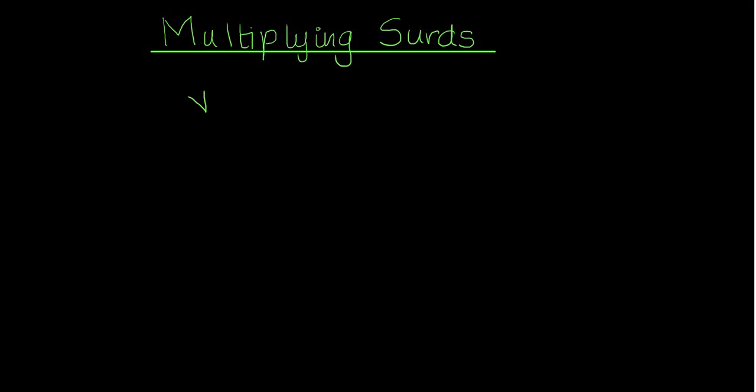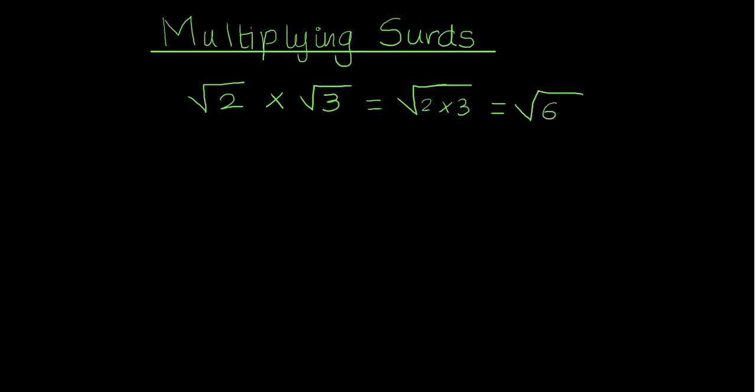So for example, I've got here root 2 times root 3, and what I will do is just multiply the numbers under the surd, the square root sign. So root 2 times root 3 is the same as root 6. Now this cannot be simplified, so I'll leave it as it is.